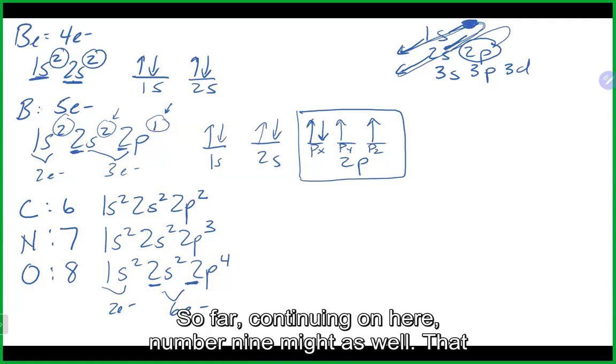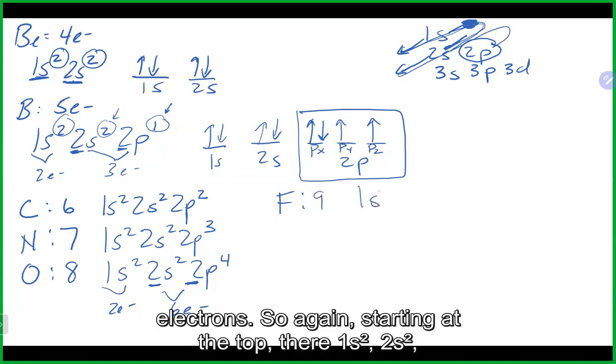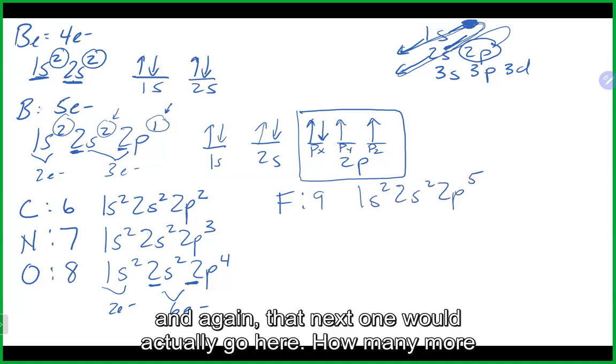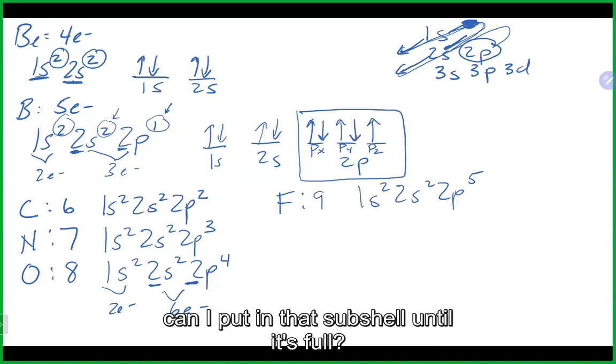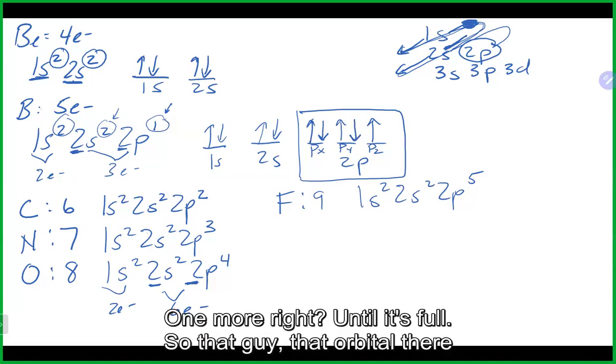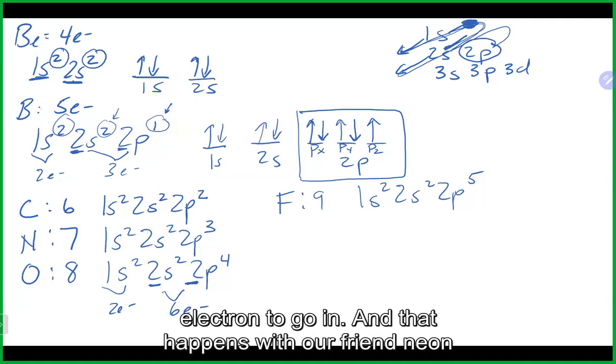Continuing on here, number 9, might as well. That is fluorine, which is 9 electrons. So again, starting at the top there, 1s2, 2s2, 2p5. And again, that next one would actually go here. How many more can I put in that subshell until it's full? One more, right, until it's full. So that orbital there at the end, basically the pz orbital, has room for one more electron to go in.